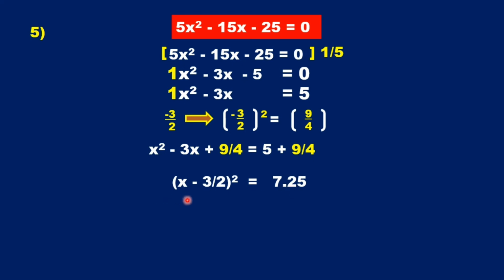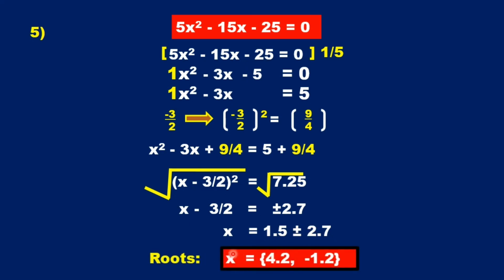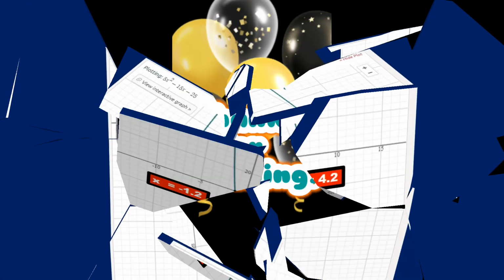Take the square root of both sides of the equation. And by extracting the roots, we have x minus 3 halves is equal to plus and minus 2.7. Transposing negative 3 halves, or 1.5, to the other side becomes 1.5 plus and minus 2.7. And the two real solutions are 1.5 plus 2.7 is equal to 4.2, and 1.5 minus 2.7 is equal to negative 1.2.